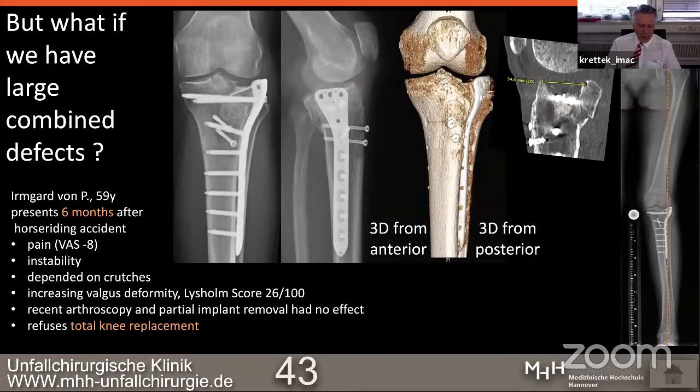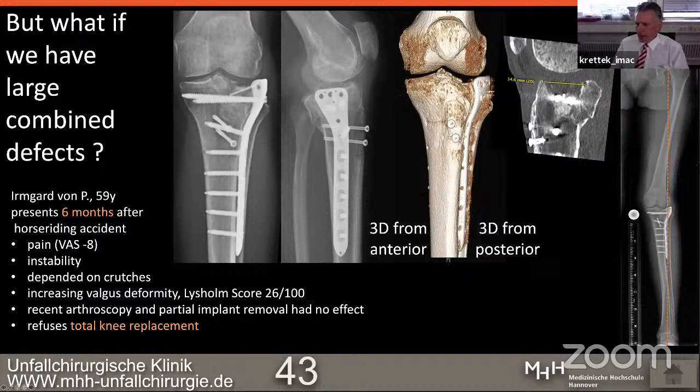And the final case really shows that we also sometimes need solutions when we have large combined defects, like Irmgard. Irmgard is almost 60 years old, and she presents again very long after her initial trauma, a horse riding accident, with significant pain, VAS up to 8, and instability. She is dependent on crutches, has an increasing valgus deformity, as we see here, and a recent arthroscopy and partial implant removal had no effect.